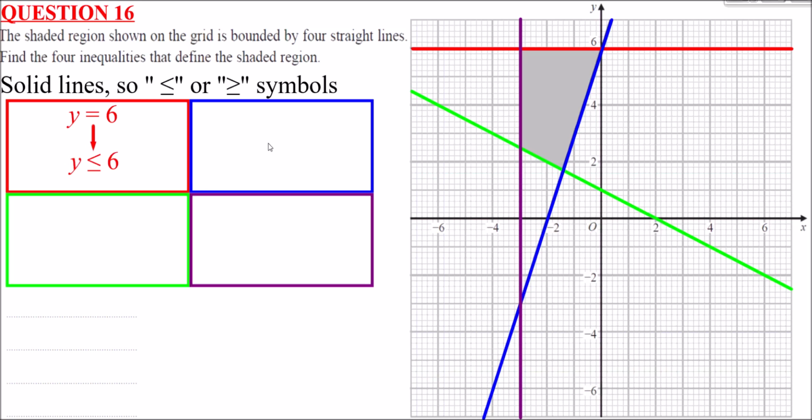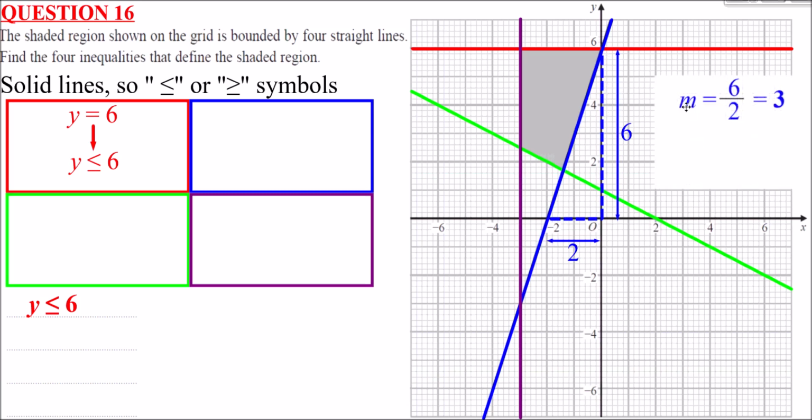Next, let's think about this blue line. The blue line's a bit harder because it's a diagonal line, so we need to think in terms of y equals mx plus c. First, let's add into the answer line that y is less than or equal to 6 for the red line. Then for the blue, let's take 2 nice points. It crosses the y-axis at 6 and crosses the x-axis at 2. We can calculate the gradient by taking these two points: we need to go 2 along and then 6 up. So the gradient, m, is 6 divided by 2, which is 3.